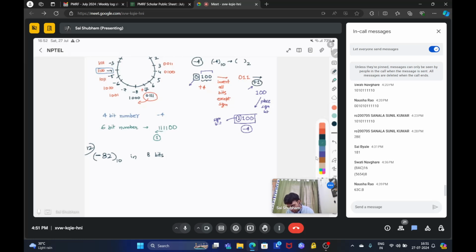Follow this process: first represent plus 82, then follow this path and get to the negative 82. It will be easier that way. So let me know in the comments what answer you get.